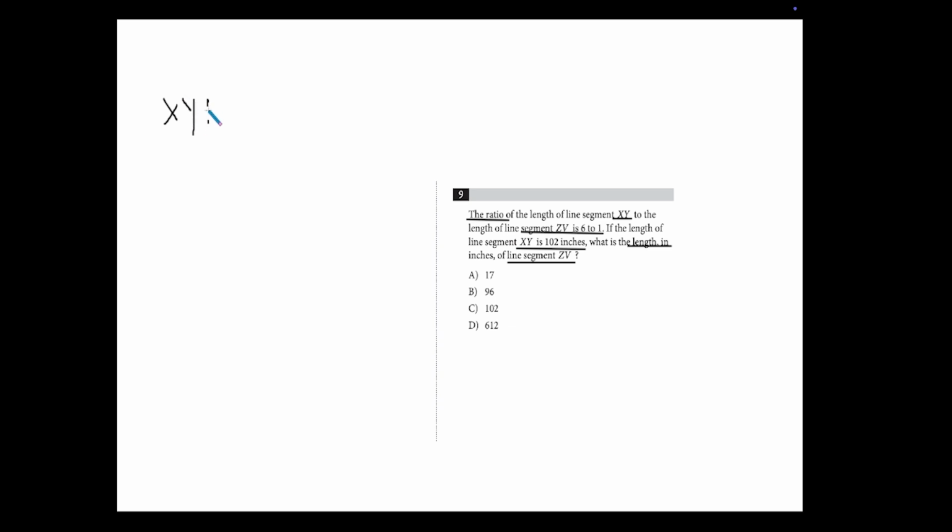So we have a proportion of XY to ZV. So we're going to have XY, ratio symbol, ZV. So we know our proportion is 6 to 1, so we're going to write that in our ratio. So we have 6 to 1.